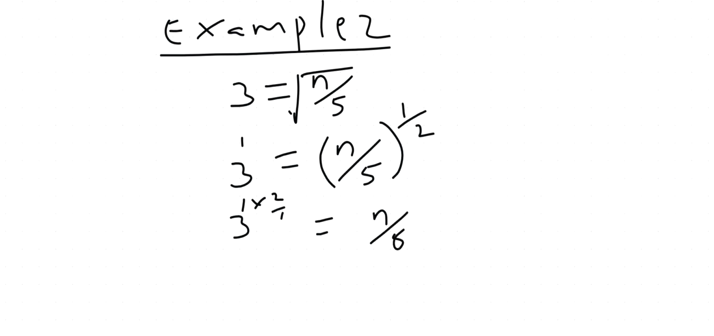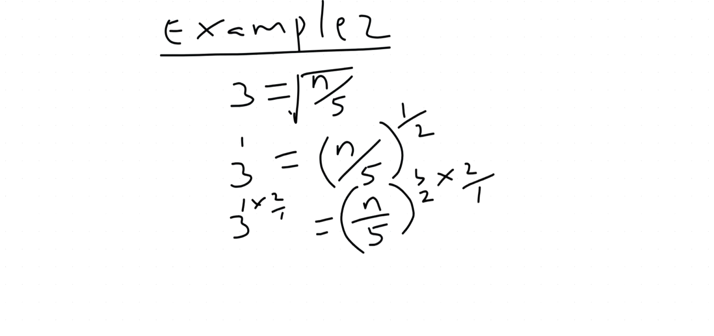Don't mind my n over 5. N over 5 raised to power 1 over 2 multiplied by 2 over 1. Now that we know our inverse or reciprocal, it will be easier for us. Like we did all the time, 2 divided by 1 multiplied by 2 becomes 3 raised to power 2 equals 2. And this we cancel, 2 cancels out 2, 1 cancels out 1.